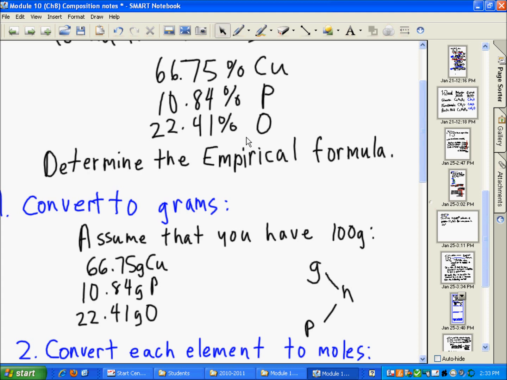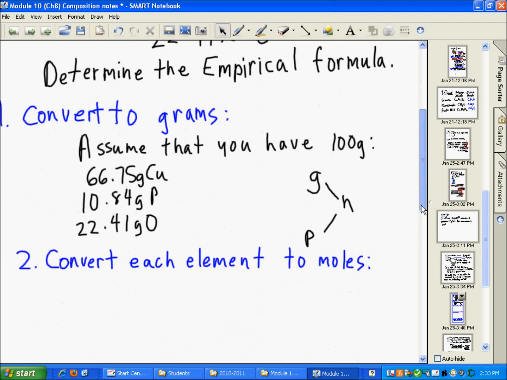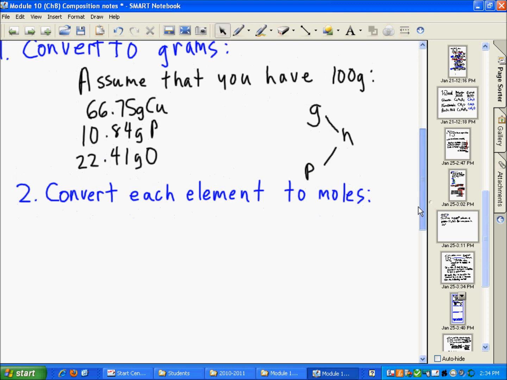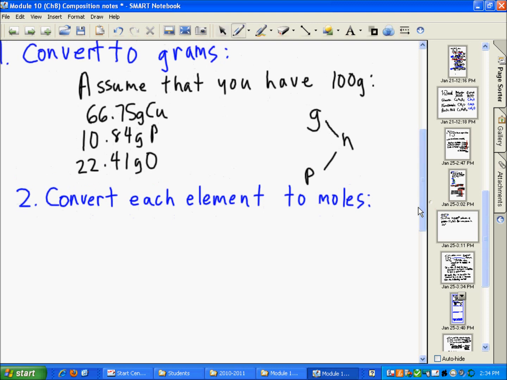Once you have the masses in grams, you're going to convert those to moles. And to convert those numbers to moles, it's a GNP calculation. And to go from G to N is just one step. So we have to do 3 separate calculations. So we're going to do 1 for copper, 1 for phosphorus, 1 for oxygen.